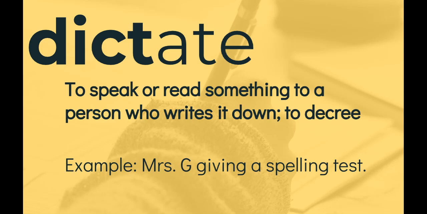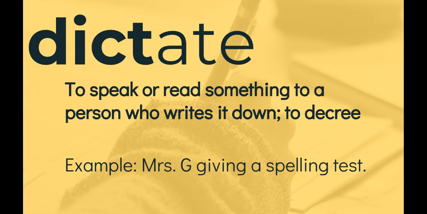Dictate. This means to speak or read something to a person who writes it down or to make a decree. So an example is, I dictate the words for your spelling test. I speak them or read them from a list to a person, all of you, and you write it down.